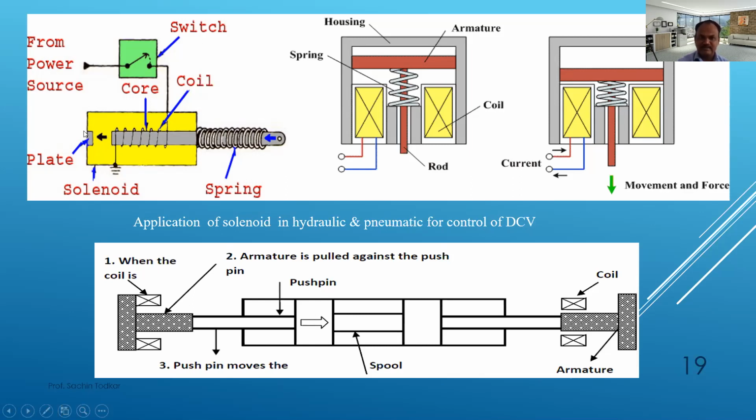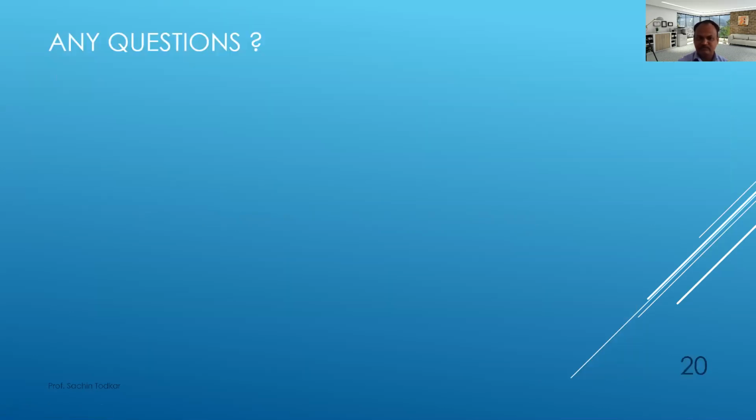We are interested in how this solenoid valve is actually working. If the power source is on, a magnetic field will be produced in the solenoid valve, and it will get pulled towards the plate and it will restrict the flow of the fluid.